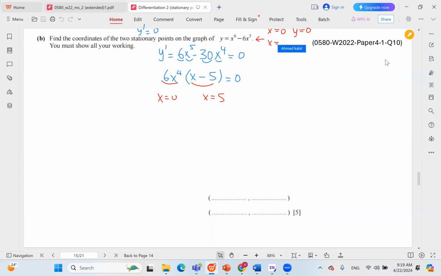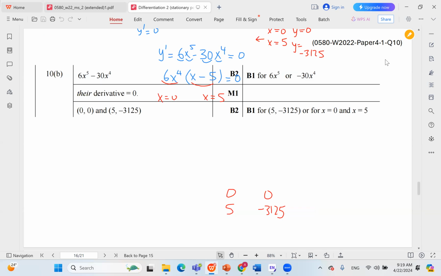When x equals 5, we need the calculator to figure this out. So 5 power 6 minus 6 times 5 power 5. So this gives us y equals negative 3,125. So the coordinates of the turning points will be 0, 0, and 5, negative 3,125. And these are the correct coordinates for the turning points.